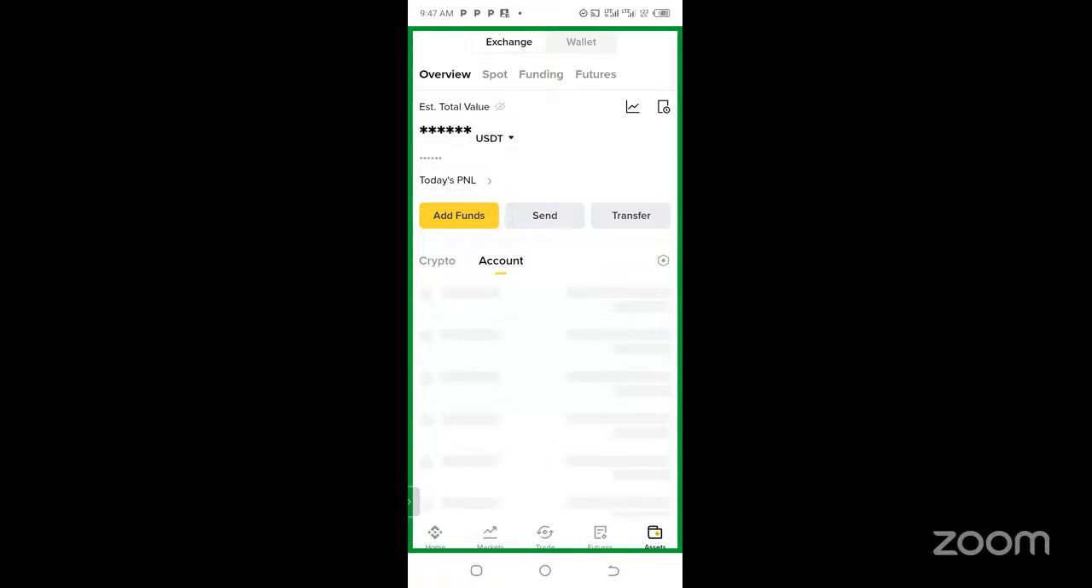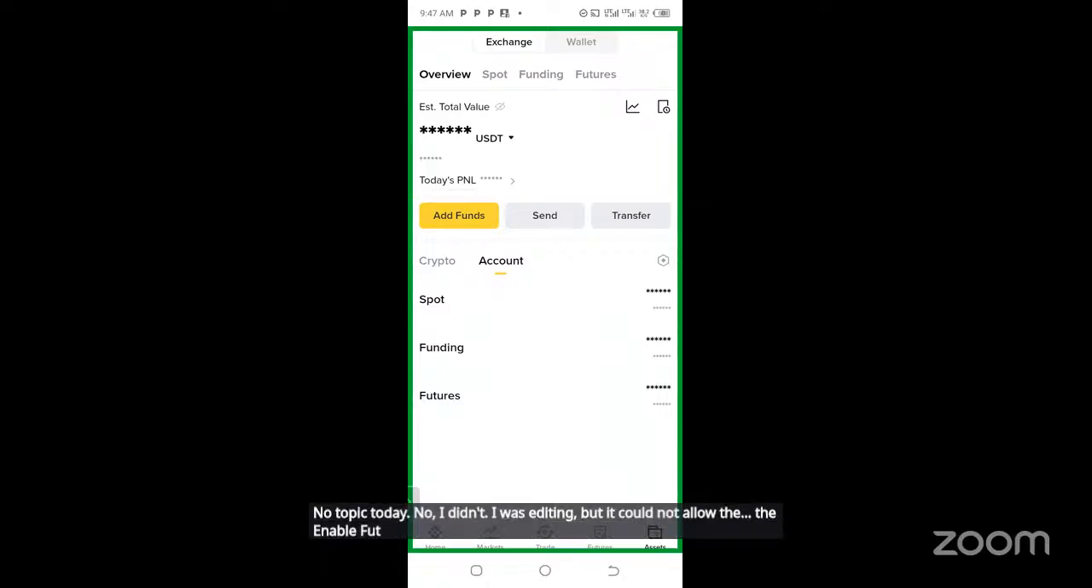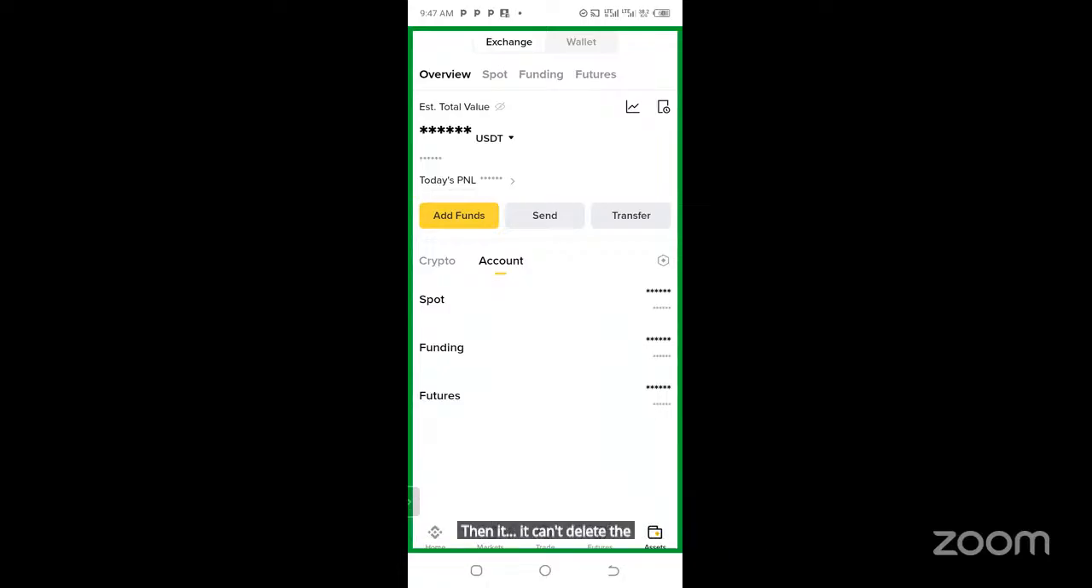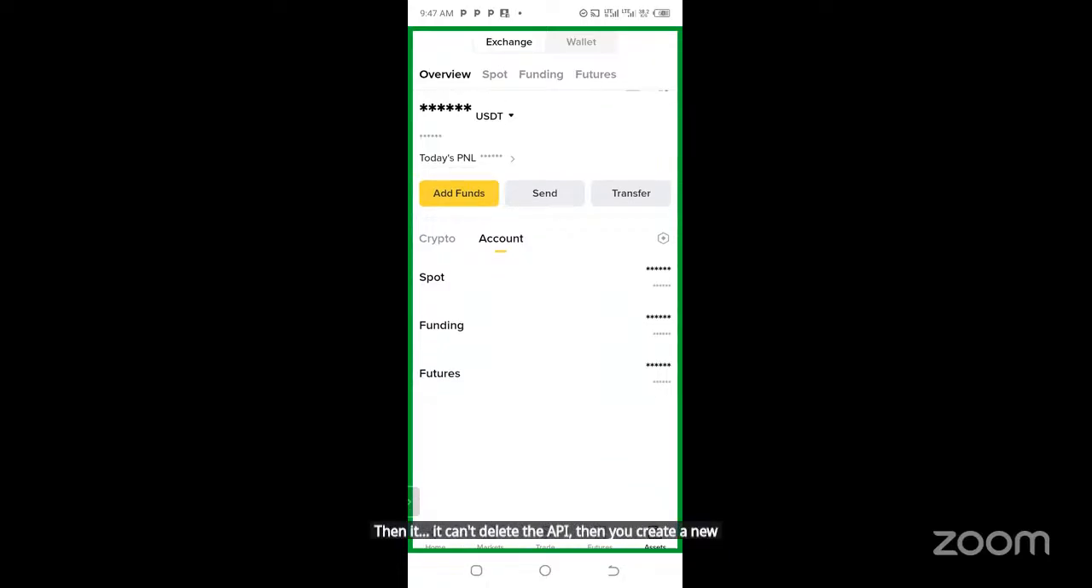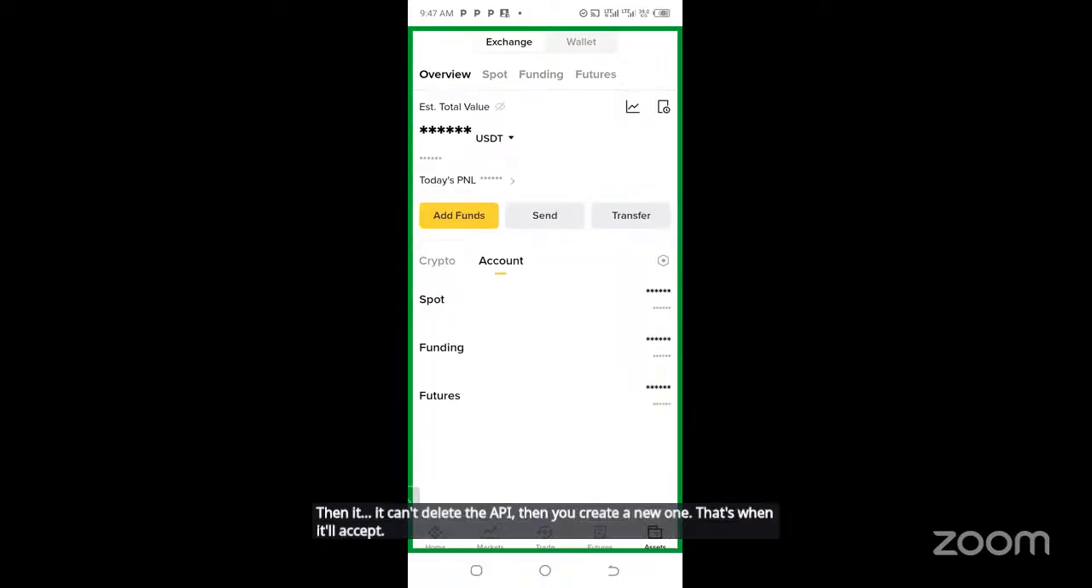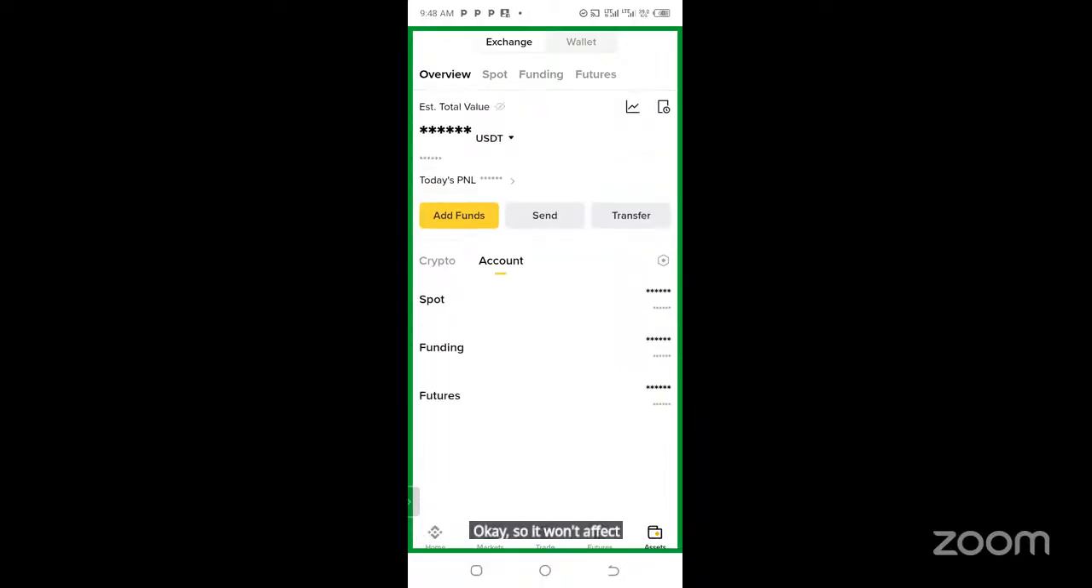Did you delete the API and create it again? No, I didn't. I was editing, but it could not allow the enable features. It can't. Delete the API, then you create a new one. That's when it will accept. Okay, so it won't affect the ongoing trade? I already said in my video it will not.